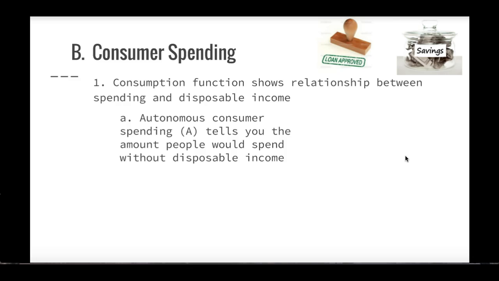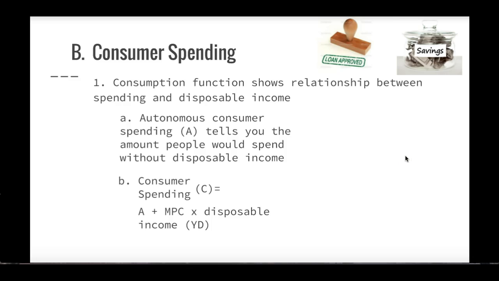Now, when we talk about how much is totally spent by consumers, we figure it out this way: consumer spending is C, which equals A, our autonomous consumer spending, plus the MPC multiplied by the disposable income. This should be added to the equation section of your notebook. So C equals A plus MPC times YD. And by the way, I need to fix that. That should be a lowercase y, because remember, capital Y is for GDP. Lowercase y means income.